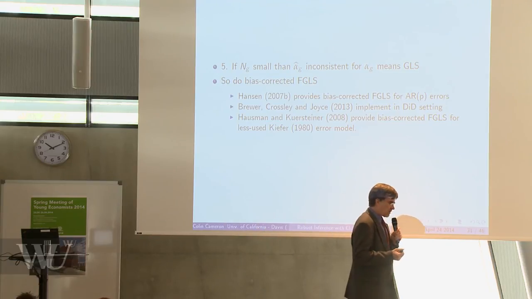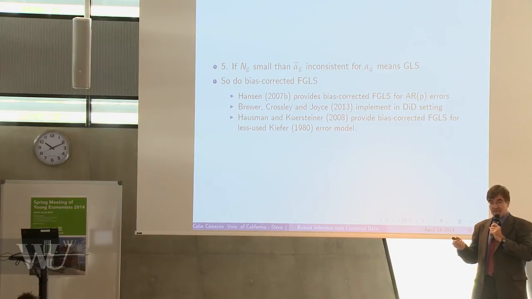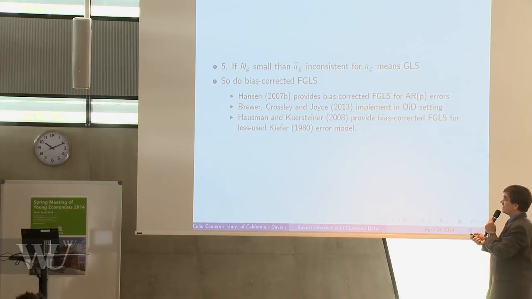If you have few observations per cluster, the cluster-specific fixed effects are inconsistently estimated. Generally, that doesn't cause a problem, but it does if you want to do feasible GLS with an AR1 error, but there's corrections for that.